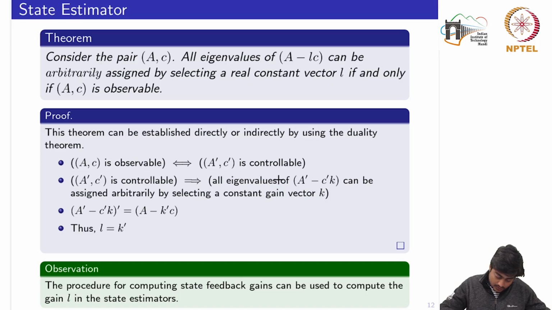So the procedure for computing the state feedback gains can be used to compute the gain L in the state estimators. With this theorem, we have guaranteed two things. First, that there exists an L, and under the condition that the pair A, C is observable, this L would definitely exist. At the same time, we have shown how you can compute L, by using the procedures we discussed during the state feedback controller design.